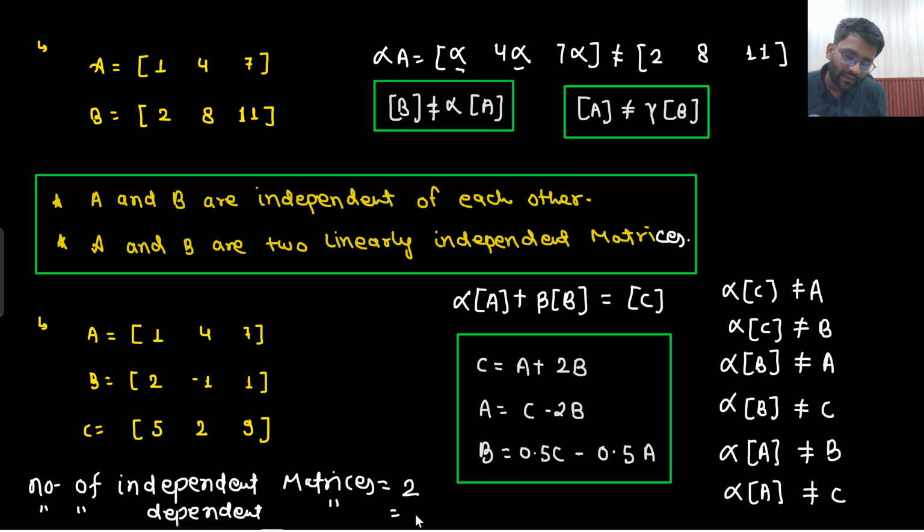1. Someone would say that, sir, C is also depending, A is also dependent, and B is also depending. So, sir, number of dependent matrices are 3. No, number of dependent matrices are not 3. These are the condition of OR, right?